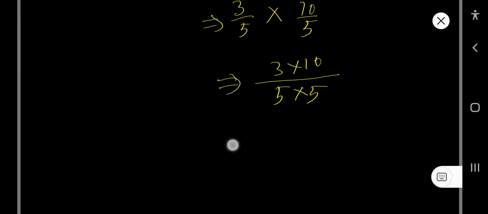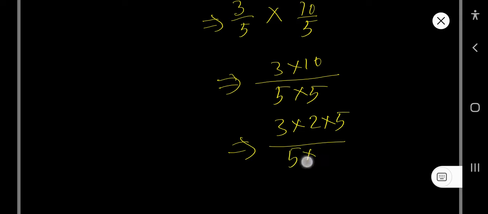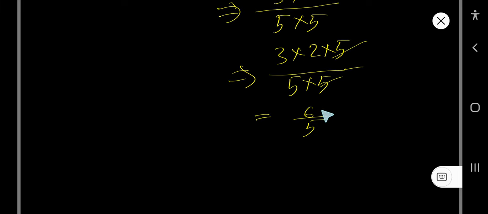Now we need to reduce this fraction. So look, we can rewrite this 10 as 2 times 5. So cancel the common factor 5, 5. So we are getting here 6 over 5, right? Look, this 6 is greater than 5, that is, the numerator is greater than the denominator. So we need to change this improper fraction to a mixed number.